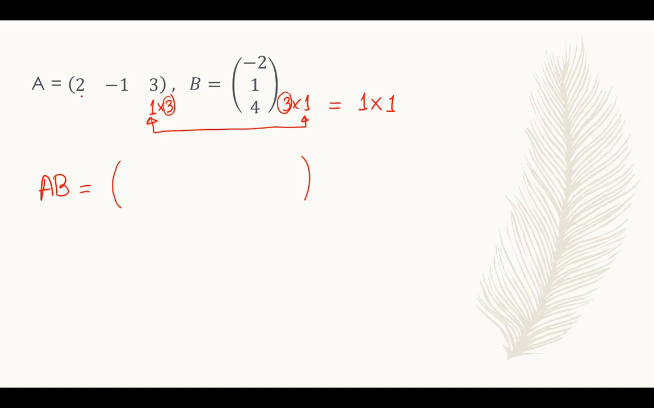Let's do it together. 2 times negative 2 equals negative 4. Negative 1 times 1, here it will be negative 1. 3 times 4, it will be plus 12. Then we add all the elements together. Negative 4 minus 1 is negative 5, negative 5 plus 12 equals 7. And this is a matrix of order 1 times 1. Okay, so easy. Now we can multiply any two matrices. Let's go to another example.